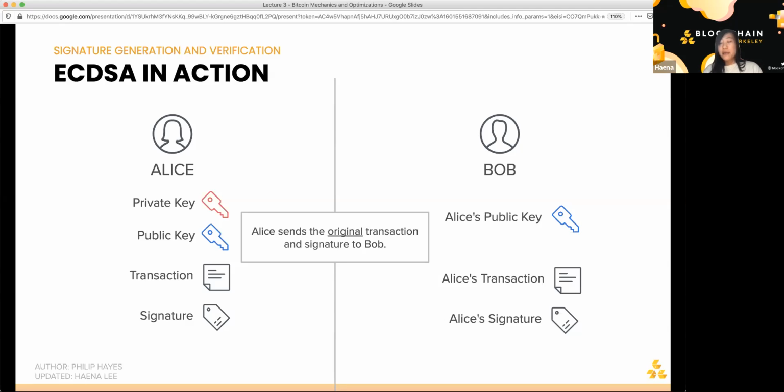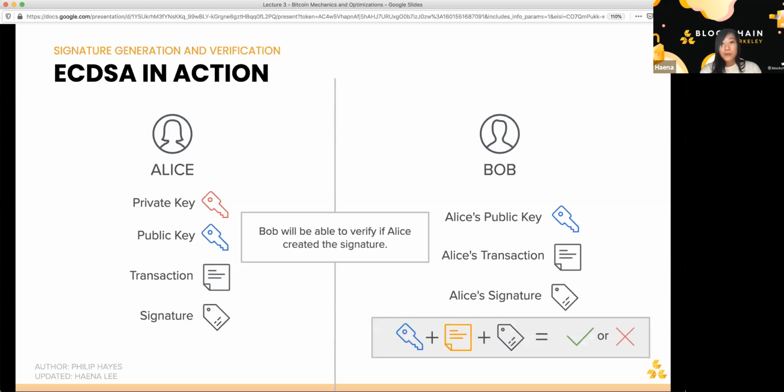But now Bob needs to be able to actually make sure that Alice actually sent this transaction. So with the power of math, Bob will be able to verify if Alice created the signature by using her public key, the transaction hash, and Alice's signature. Because if Alice is the one who created the signature, then the math will work out in such a way that Bob will be able to verify, oh yeah, things line up. Alice indeed made that signature.